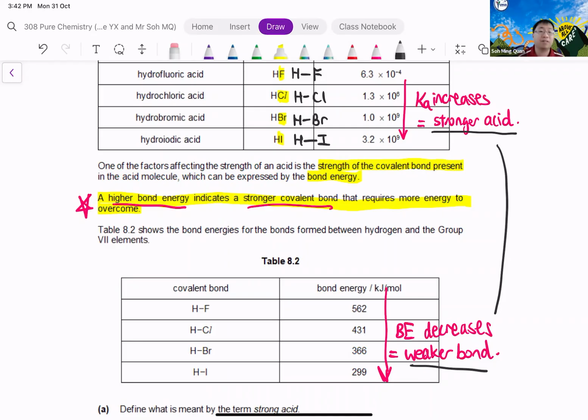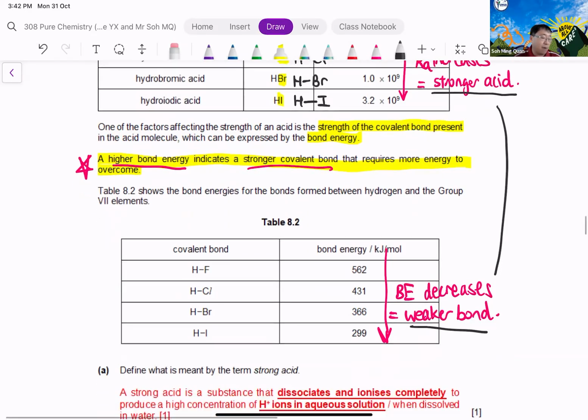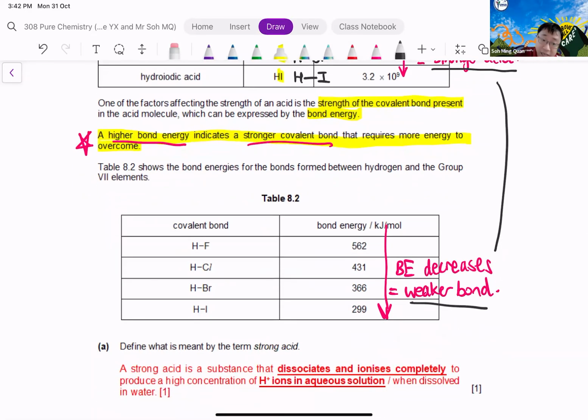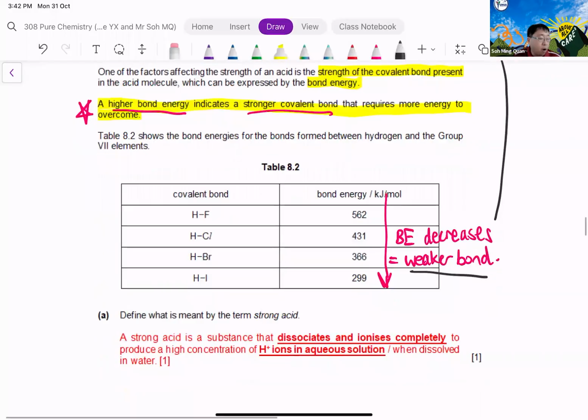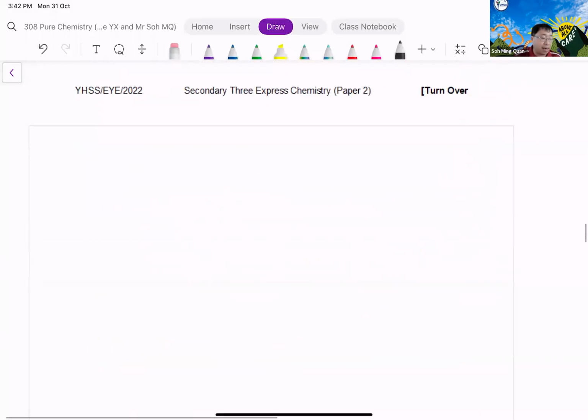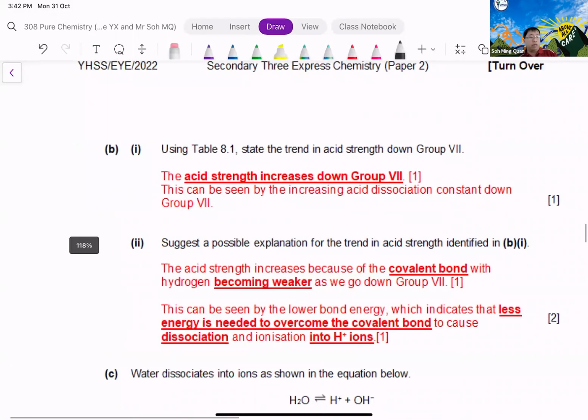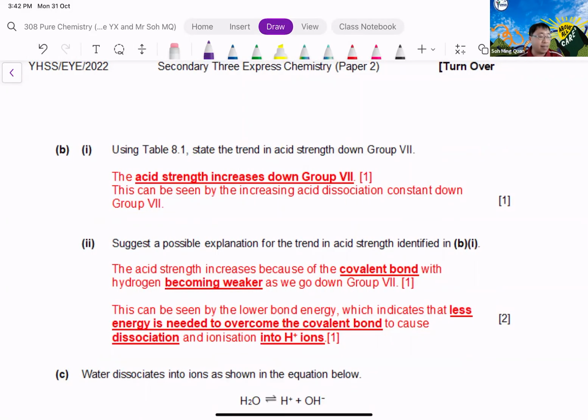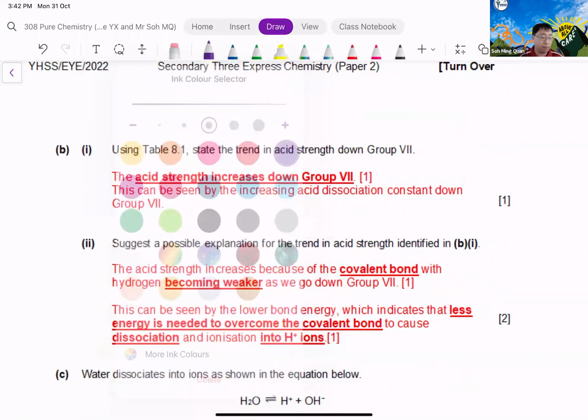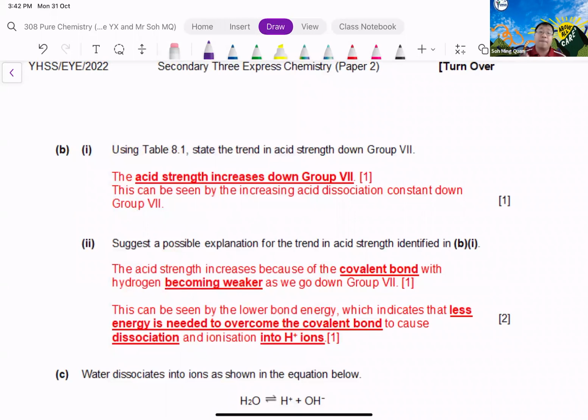3 skills. Okay, so define what is meant by strong acid. I think this is easy. This one I shall not harp on it. You can look at it later in the contents library. More importantly, you'll realize the next page is exactly what I just said. If you just go down group 7, the acid strength increases. And the main reason can be seen by the increasing Ka value.